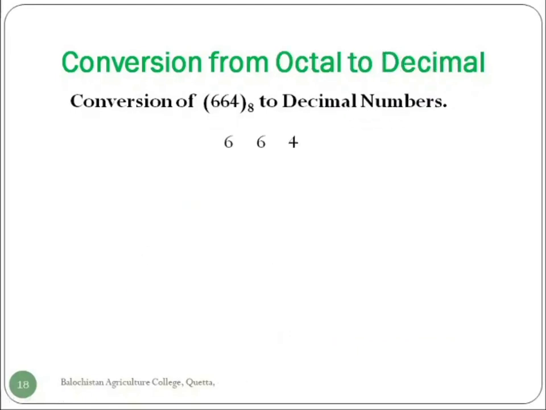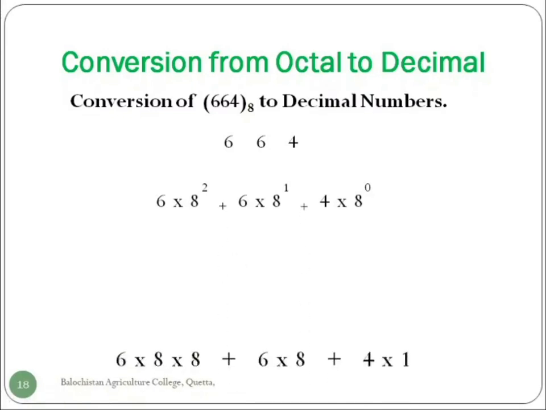Now let's see. The first step is to multiply each digit of the octal number by 8. So 4 multiplied by 8, 6 multiplied by 8 and 6 multiplied by 8. The second step is to put a power on 8 starting from 0. So we will put powers on 8 from the right side: 8 raised to the power 0, 8 raised to the power 1, 8 raised to the power 2. The third and final step is to add all these values together.